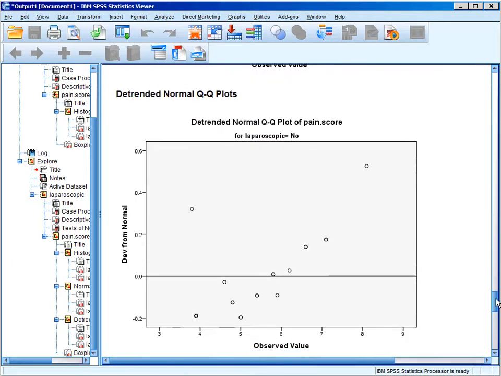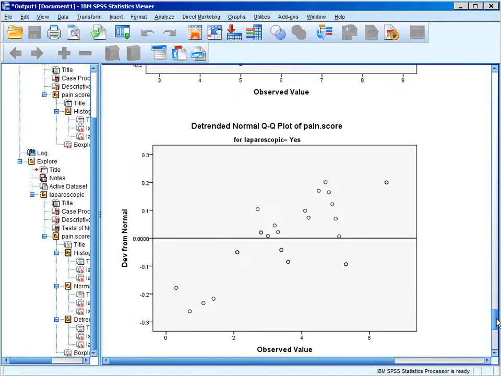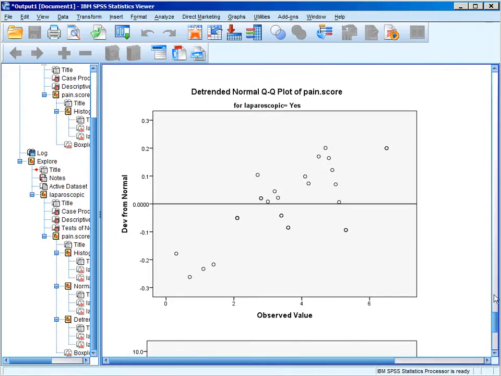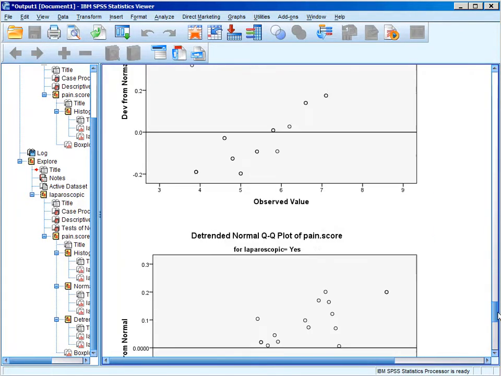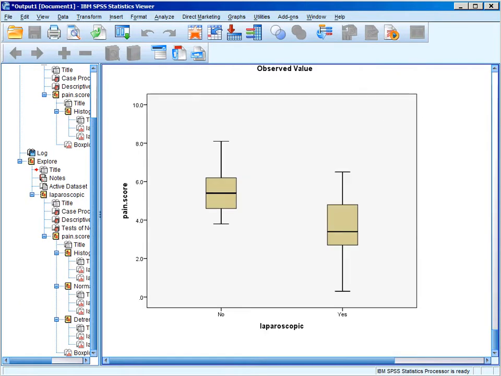That looks quite good. Looking at the detrended graphs, you're just looking for whether there's a pattern above or below the line. There doesn't seem to be a particular pattern there on the no. On the yes, are there maybe more below the line and more above the line here? But again, they're not bad. So I would say, despite that dodgy looking histogram for the laparoscopic no group, I think you could probably get away with doing a t-test here.